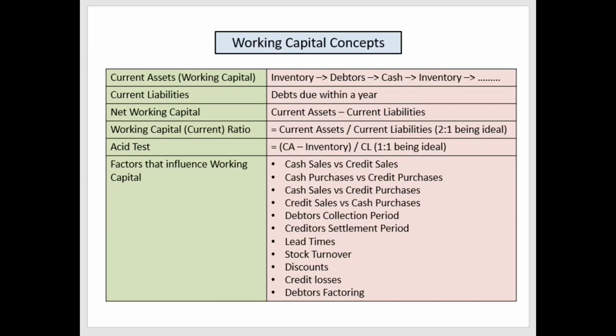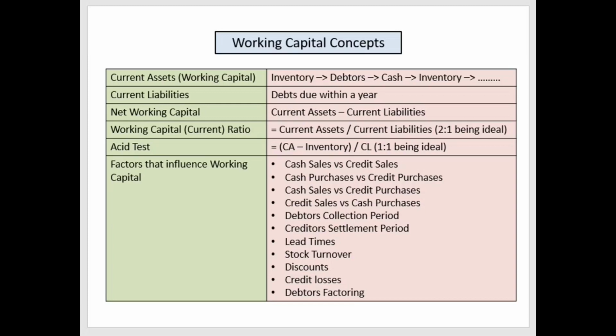Now you know what your current assets are. It's obviously inventory, debtors, and different sources of cash, whether that's your cash float or your bank account or your petty cash or money that you're keeping in a fund account. It doesn't matter. That is your cash.